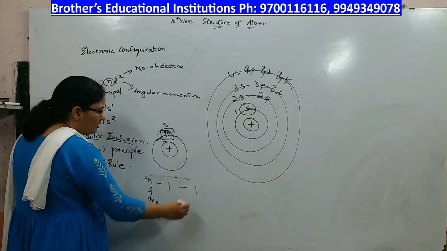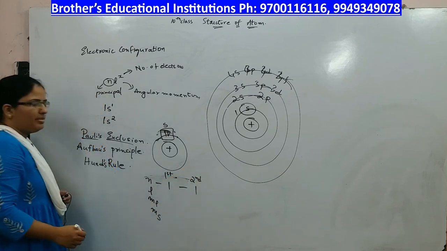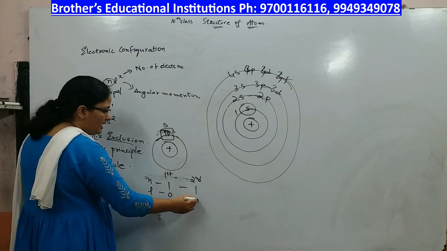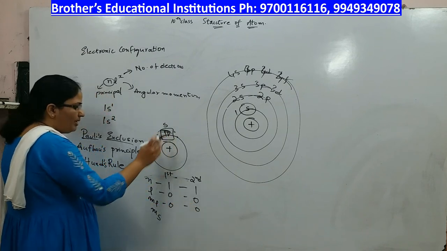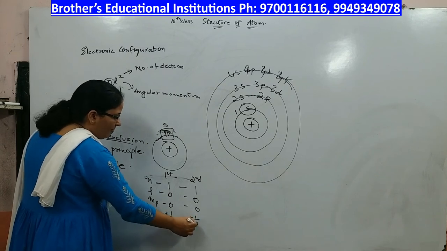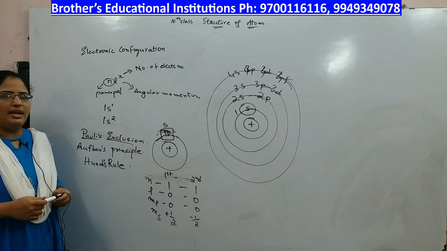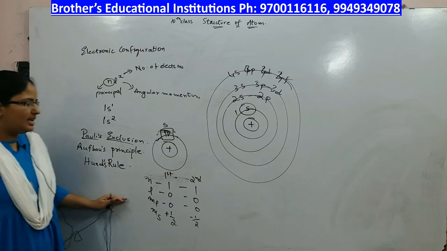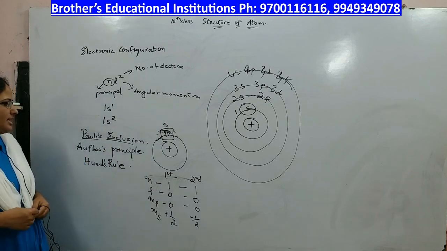For the second electron also the n value is 1, because both are in the first shell. The l value is 0 because both are in the s subshell. The ml value is also 0 because there is only one orbital. The ms value is such that if one has plus half, the other has minus half. If one electron spins clockwise, the other spins anti-clockwise. This is Pauli's exclusion principle. It states that no two electrons have all four quantum numbers the same.